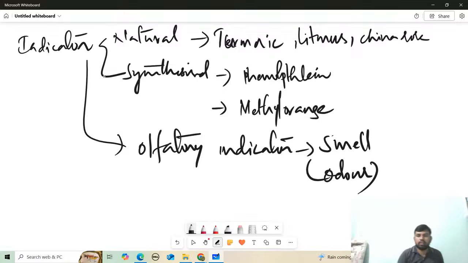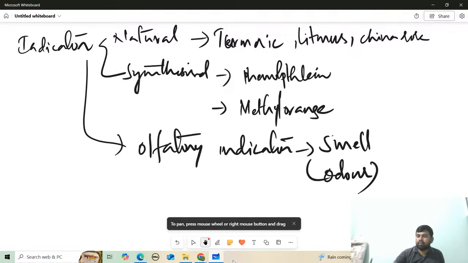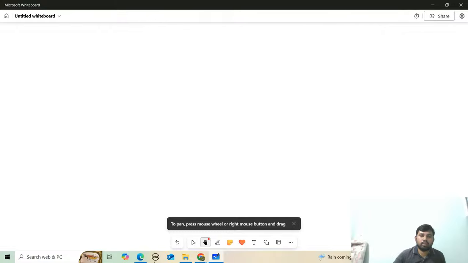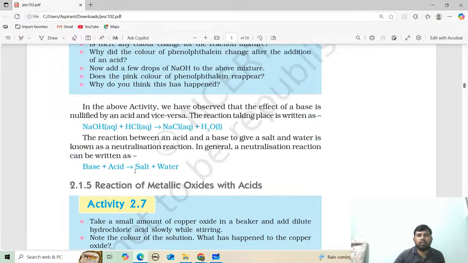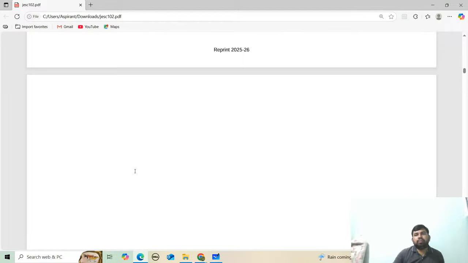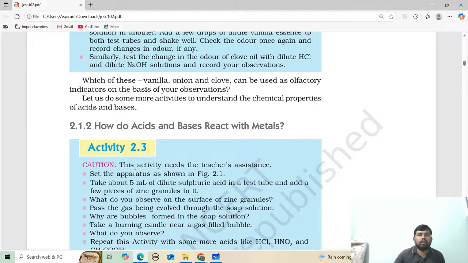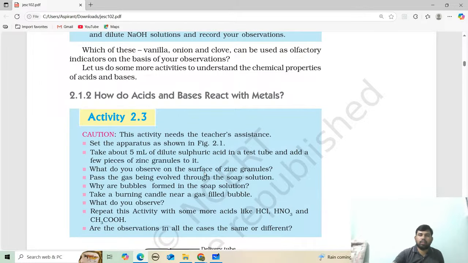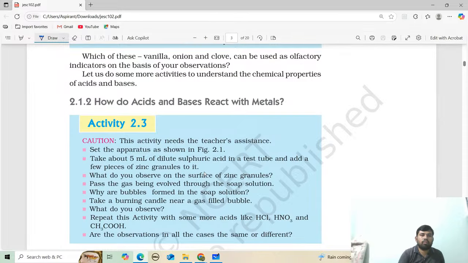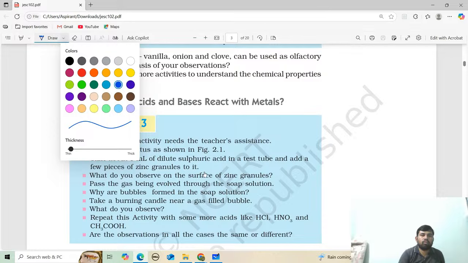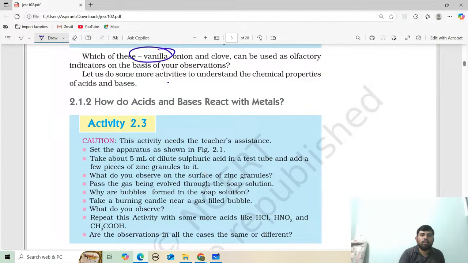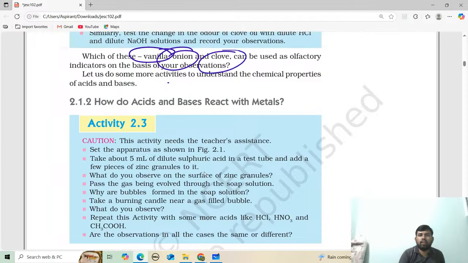Now we are going to discuss the next part of the chapter. We discussed olfactory indicators like vanilla, onion, and clove oil.